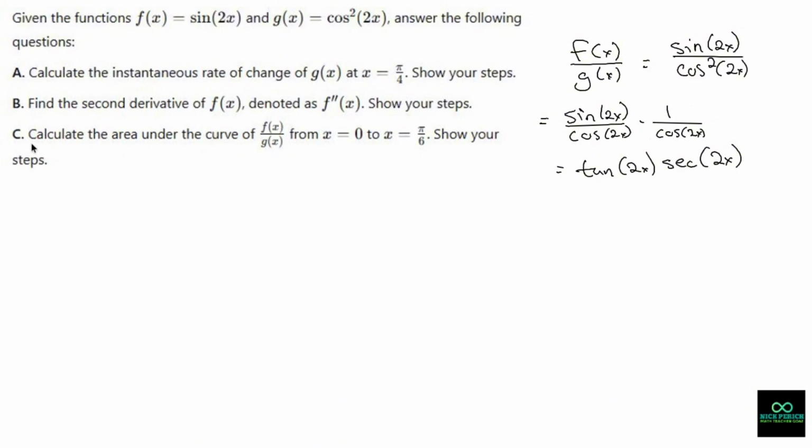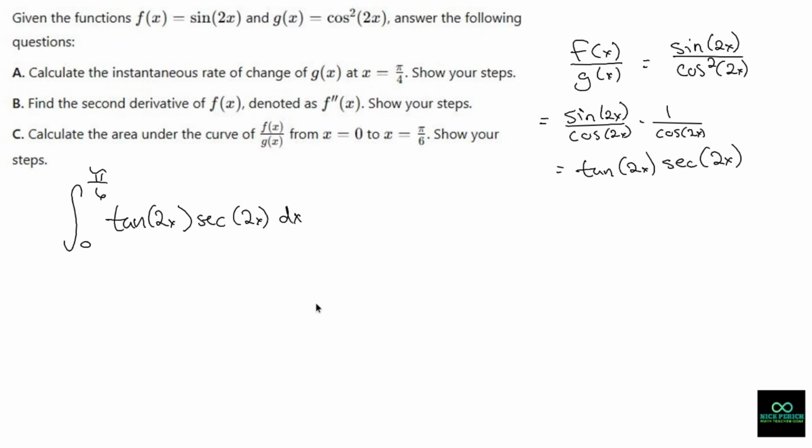To calculate the area under the curve, that is going to be an integral, and we're going to integrate it from 0 to pi over 6. Show your steps. So I'm going to integrate from 0 to pi over 6 of tan 2x secant 2x. Now, there are a lot of ways you can handle this.